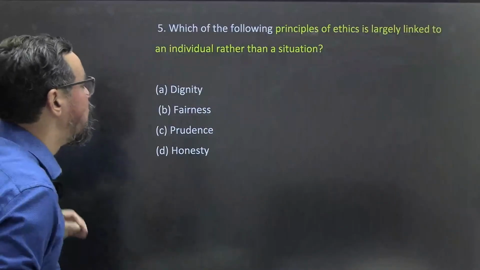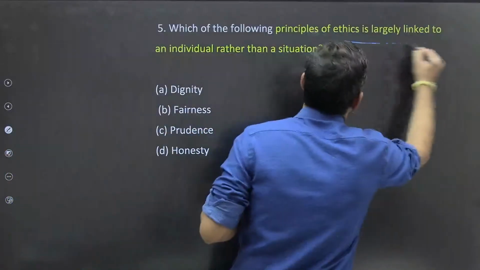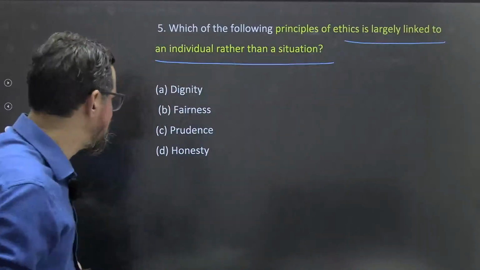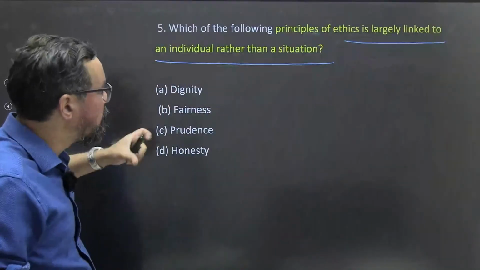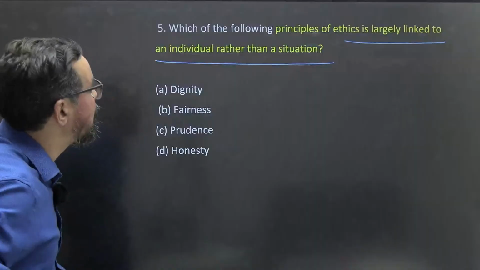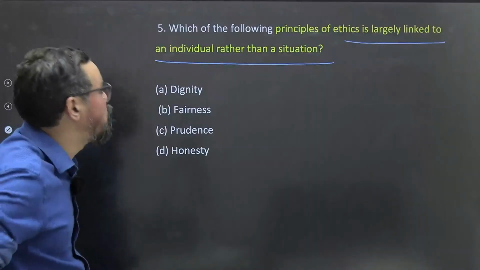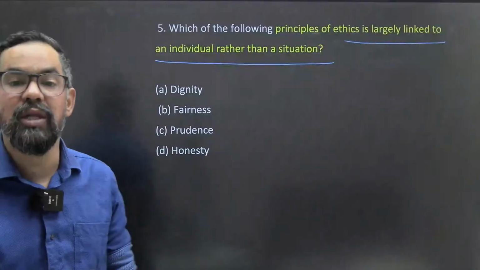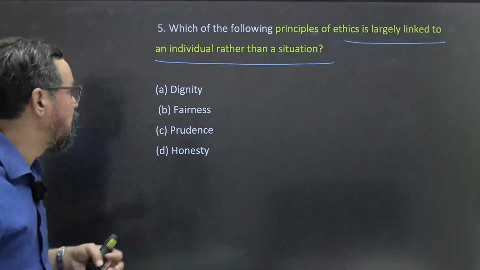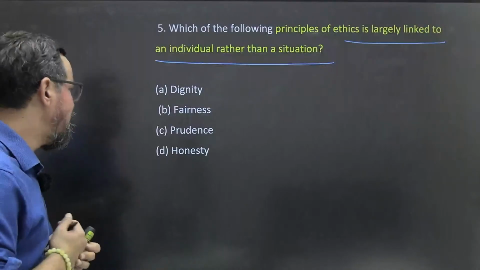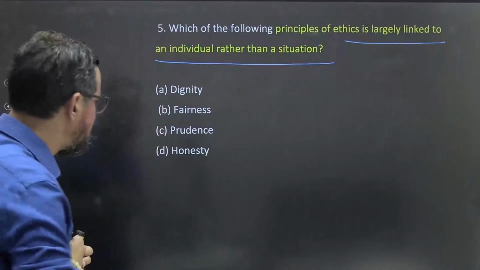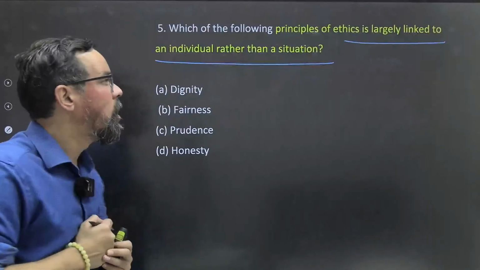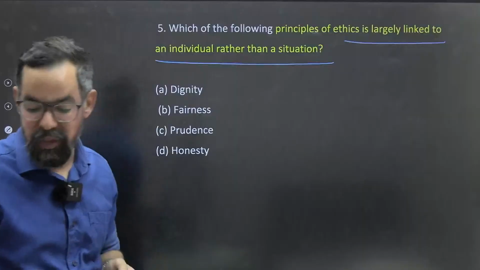Which of the following principles of ethics is largely linked to an individual rather than a situation? It is an individual-oriented or individual-centric principle. So dignity, fairness, prudence, honesty. What will be your correct answer? So when it comes to the principles of ethics, what will be your right answer?